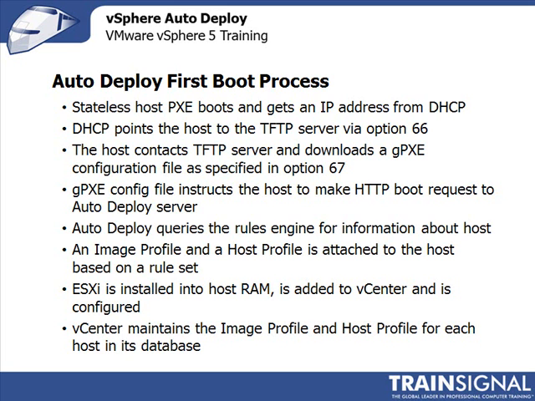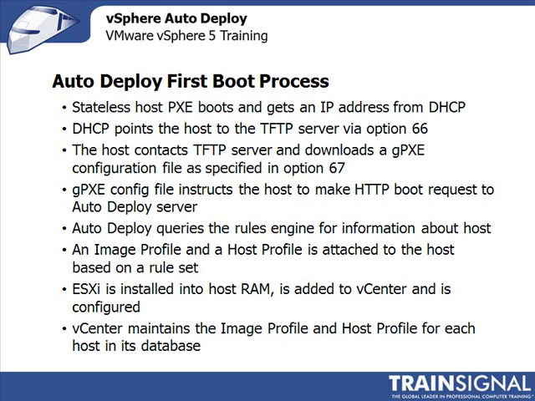The gPXE config file then instructs the host to make an HTTP boot request to the auto deploy server. Auto deploy then queries the rules engine, which we talked about a little bit ago, for information about this host. You have to tell auto deploy what kind of host this is. It needs some information so it knows which image to deploy. You can tag it so that it knows this is a Cisco image. You can use an IP range, your MAC address, any number of different criteria to identify this host.